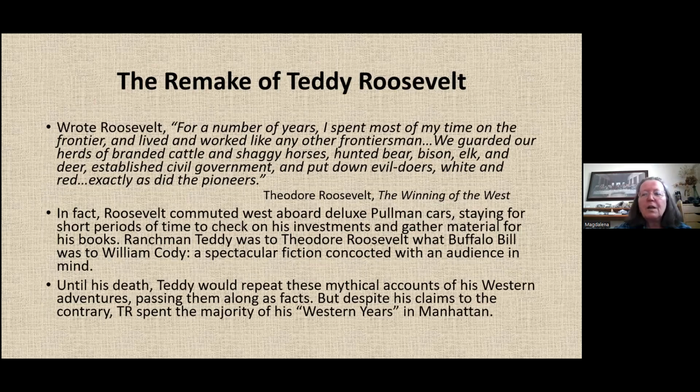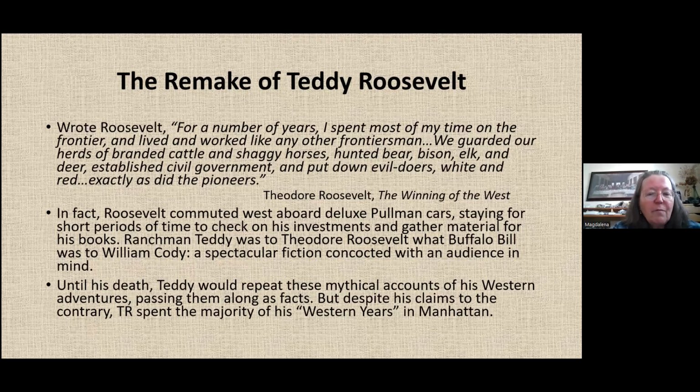In his book, The Winning of the West, he wrote, "For a number of years, I spent most of my time on the frontier and lived and worked like any other frontiersman. We guarded our herds of branded cattle and shaggy horses, hunted bear, bison, elk, and deer, established civil government, and put down evildoers, white and red, exactly as did the pioneers." In fact, Roosevelt commuted west aboard deluxe Pullman cars, staying for short periods of time to check on his investments and gather material for his books.